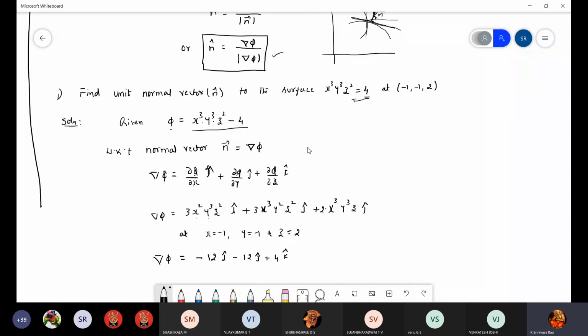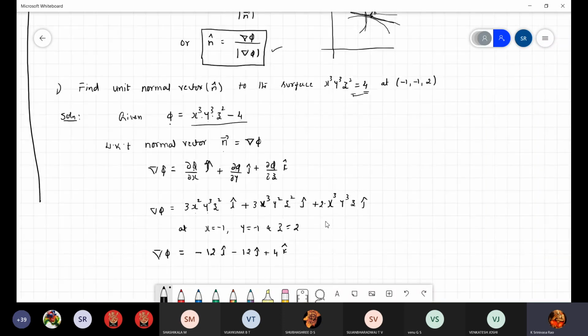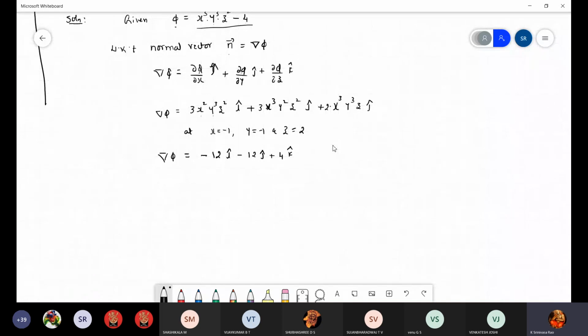So this is grad phi, which is nothing but the normal vector n. To calculate n cap, I need its magnitude. Because it is a big number, with 12, 12 and 4, you can take a common factor. What can I take common? 4. Take 4 outside.